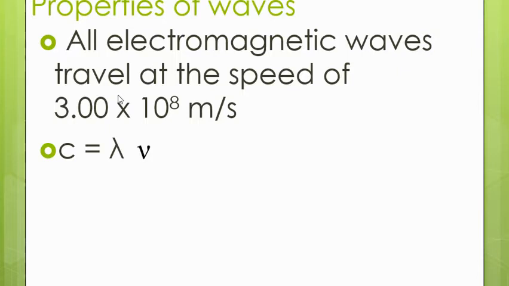So all electromagnetic waves are going to travel at the same speed, which is 3 times 10 to the 8th meters per second. Now, this is in a vacuum. If we get light out of a vacuum and we're into some medium like air or water, that's going to slow down. But in here, we do all of our problems based on this being the speed of light. It just makes things easier.